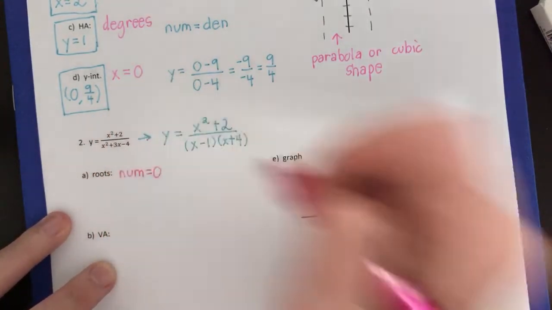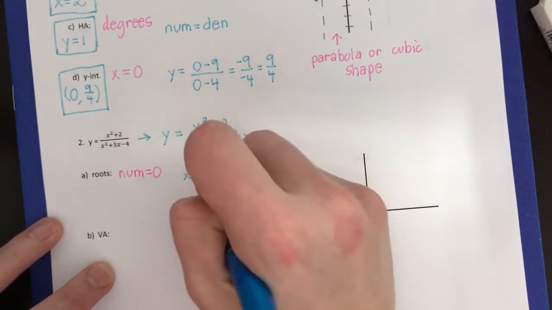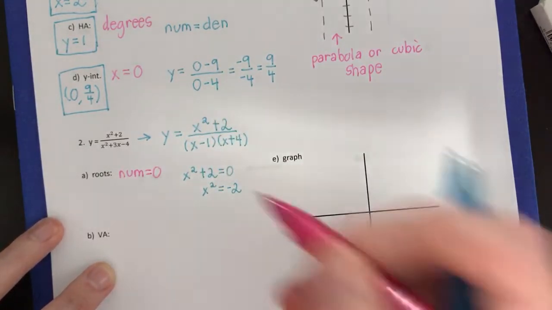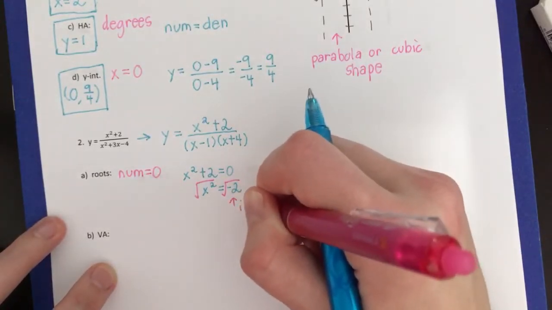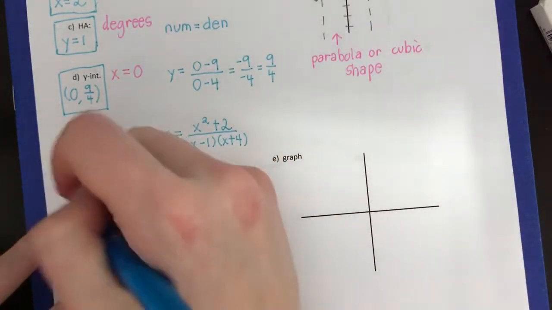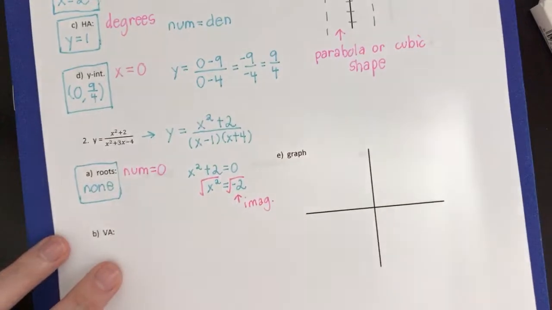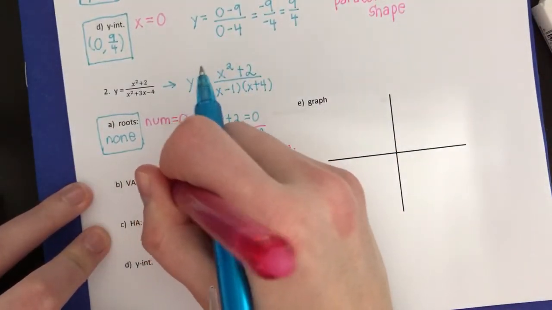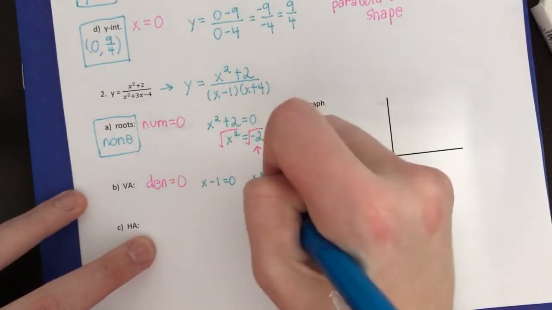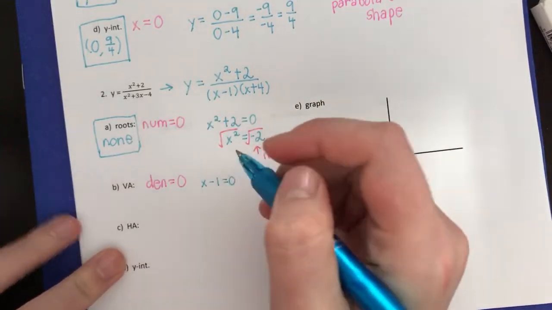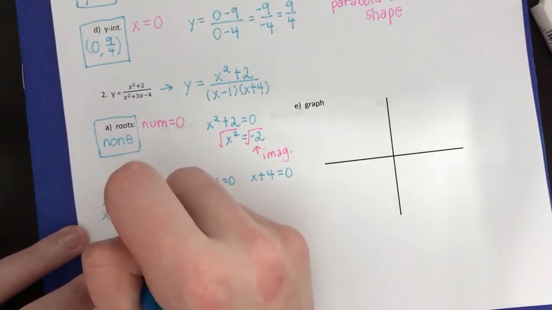Numerator equal to 0. So x squared plus 2 equals 0. So x squared equals negative 2. Of course, you're going to notice that this is imaginary because we have that negative under the radical, so that tells us no roots. Okay, VA is next. Denominator equal to 0. So x minus 1 equals 0, as well as x plus 4 equals 0. So x equals 1, and x equals negative 4.